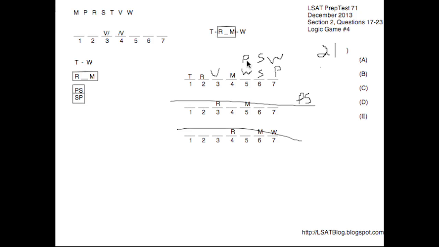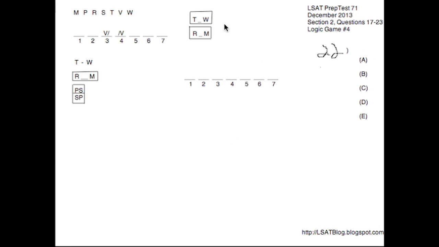So they ask us what could be true. Could we have P on 5? Absolutely. So A is our answer for number 21. Next, number 22.